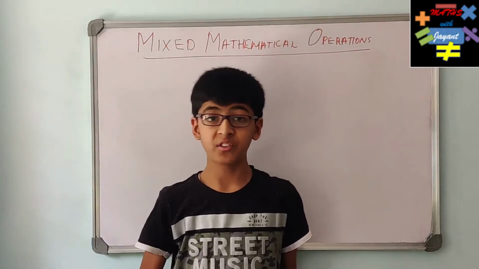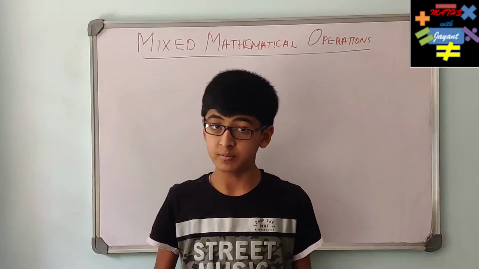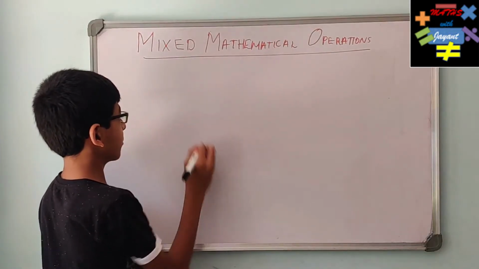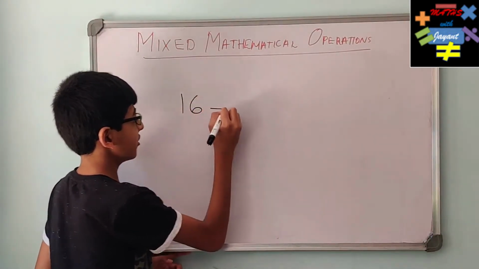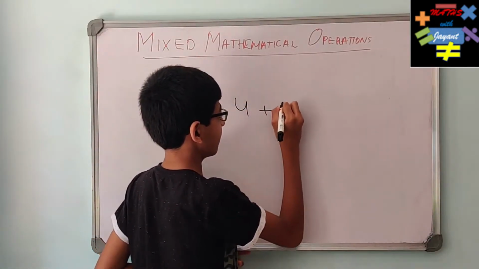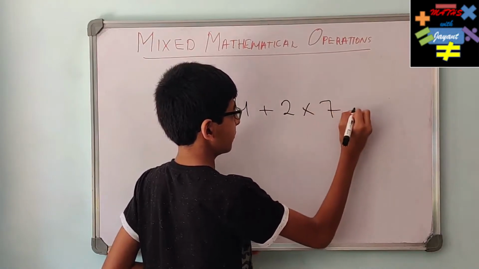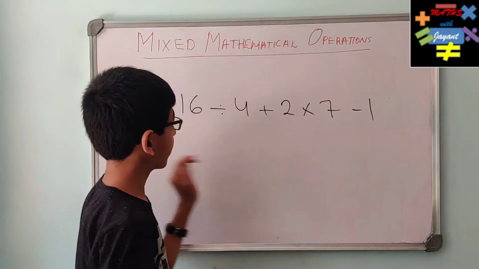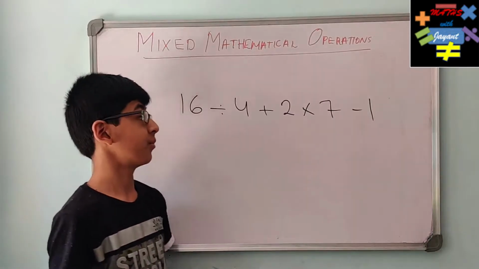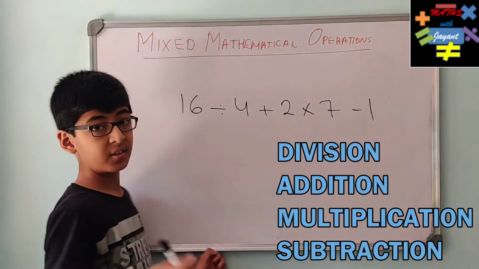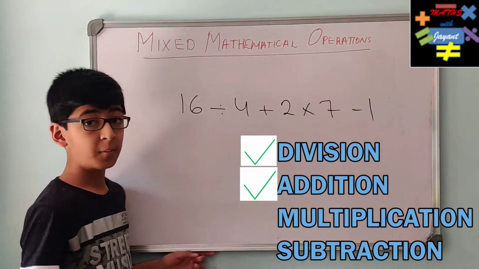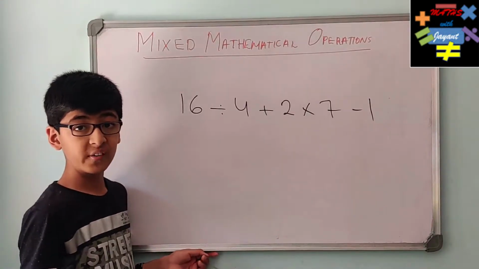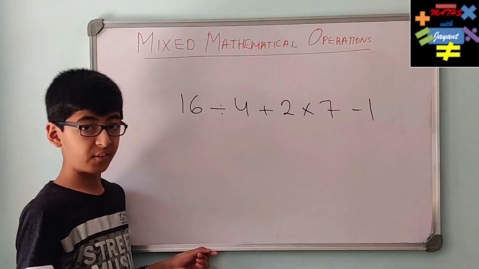It is not always necessary that we are given a story or a word problem. We can be given a question directly, like 16 divided by 4 plus 2 into 7 minus 1. So how are we going to solve this? Okay, so first let us see what operations it has. Division is there? Yes. Addition is there? Yes. Multiplication is there? Yes. And even subtraction is there. So first we are going to solve division, then multiplication, then addition, then subtraction.